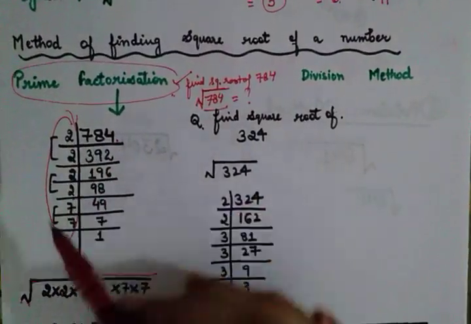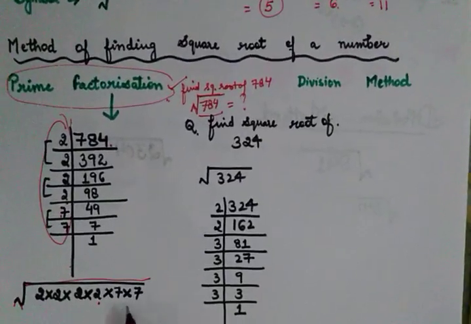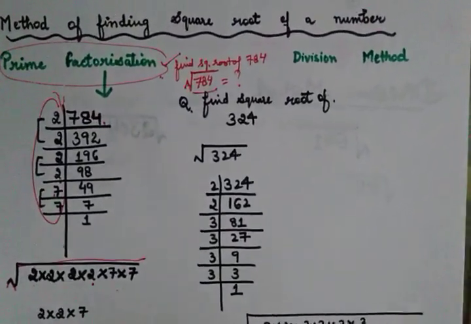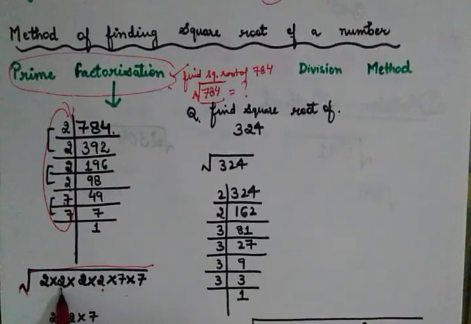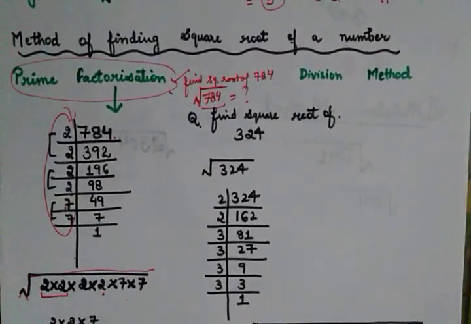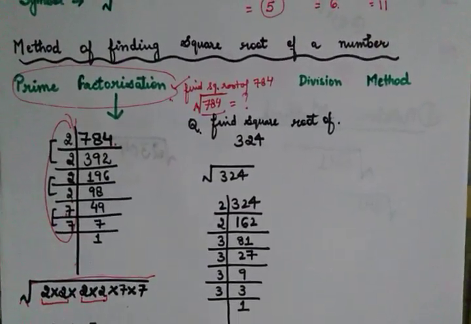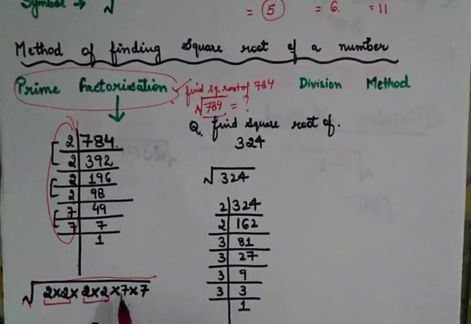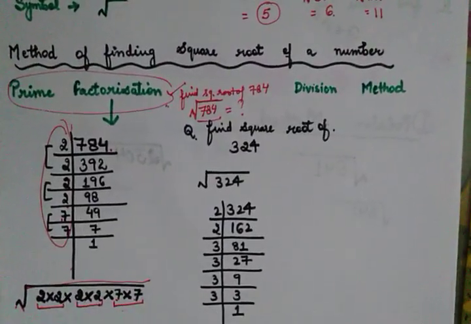There were four 2s, I have written all, and there were two 7s, I have written them. Now what do you need to do? Same numbers need to be put into a group. Like these 2s are there, put them in one group. These 2s are there, put them in one group. And a group needs to be obviously of two numbers, don't forget that. These two 7s are there, they will be put into one group.